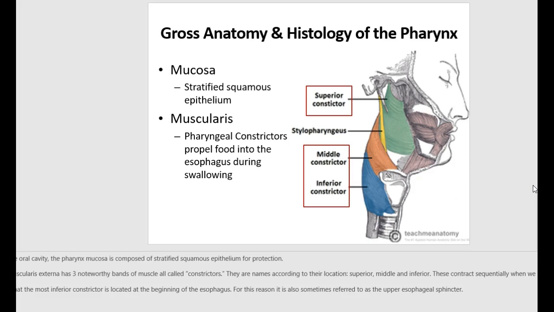The most superior one is called the superior pharyngeal constrictor. Then there's a middle pharyngeal constrictor and an inferior pharyngeal constrictor. These contract sequentially when we swallow food. They're mainly made up of skeletal muscle, but there is some smooth muscle associated, especially with the inferior constrictor. Note that the most inferior constrictor, the blue one in this picture, is located at the very beginning of the esophagus. So for this reason, it's sometimes referred to as the upper esophageal sphincter.